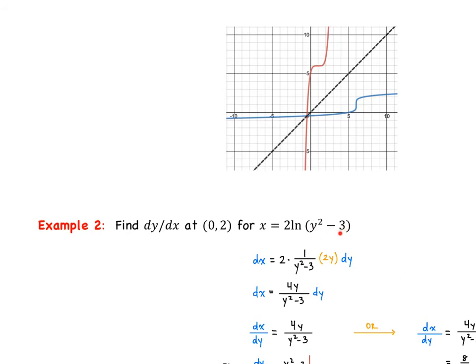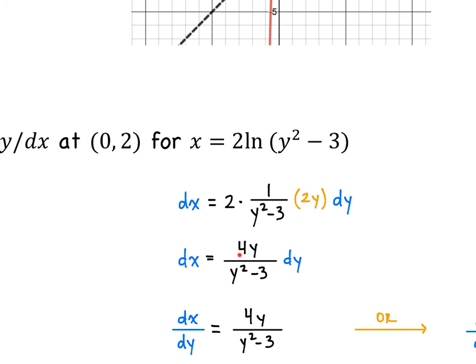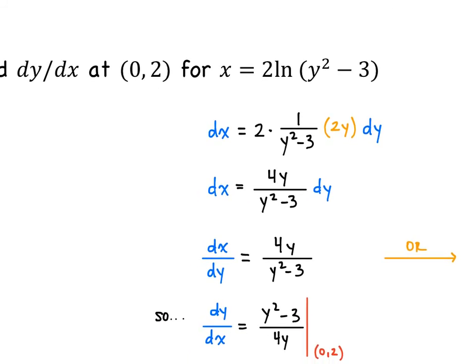So we need to take the derivative, right? That's what we're trying to find. When we take the derivative of the left side, we get dx. When we take the derivative of the right side, we have 2. Remember, the derivative of natural log is 1 over what's inside, so y squared minus 3. But don't forget about that chain rule aspect. And then we just have dy, because that's the derivative in terms of y. So if we clean this portion up, we are looking at dx is equal to 4y over y squared minus 3 dy. Well, if I divide both sides by dy, we then have dx/dy equals 4y over y squared minus 3.